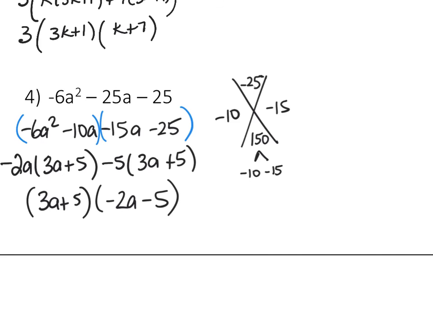Remember that you can always check these by multiplying back through. 3a times -2a would give me -6a squared. -15a and -10a would give me -25a. Positive 5 times -5 would give me my -25. So there are definite steps. You need to follow the steps, and you just need to practice, practice, practice until you don't have to think about it anymore.